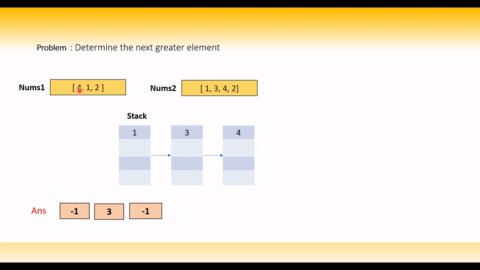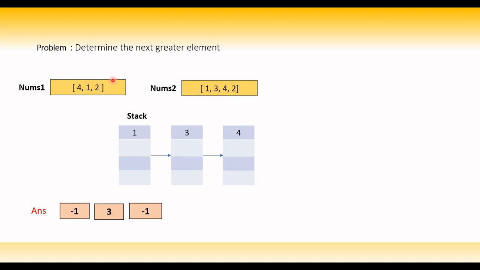So let us start checking whether 4 over here has an element greater than 4 next to it. Since after 4 there is 2 and 4 doesn't have any greater element, we'll be returning -1. For the second element 1, again on the right side of 1 there is 3. So since 3 is greater than 1, we'll be returning the 3.